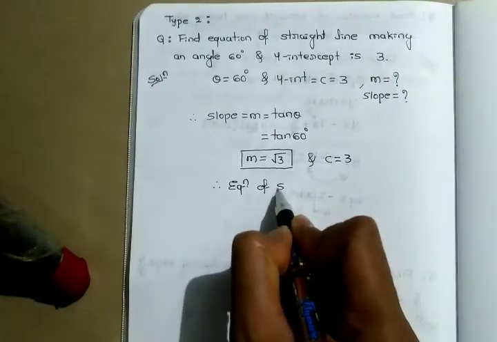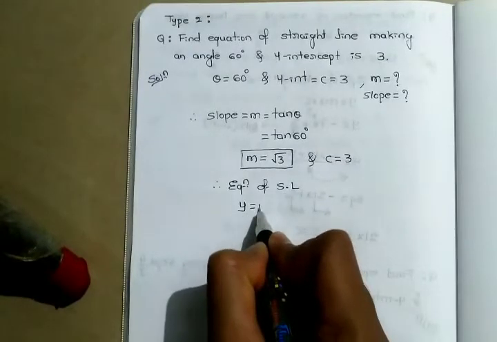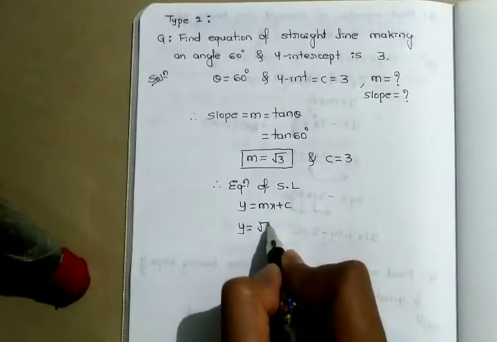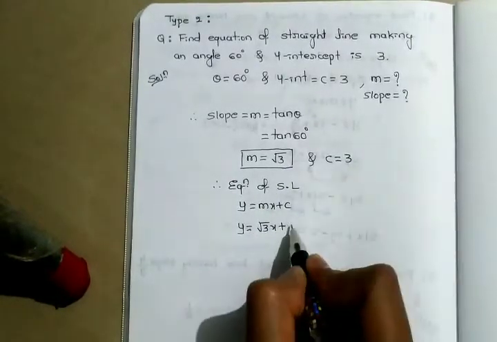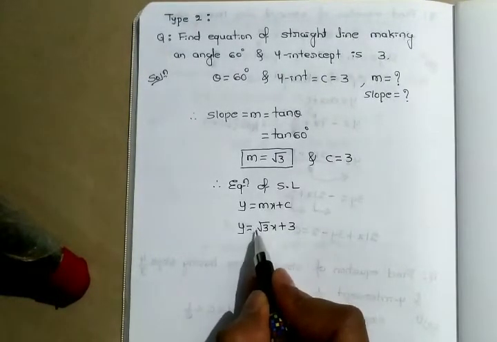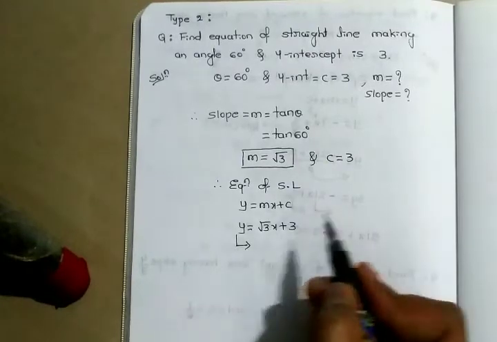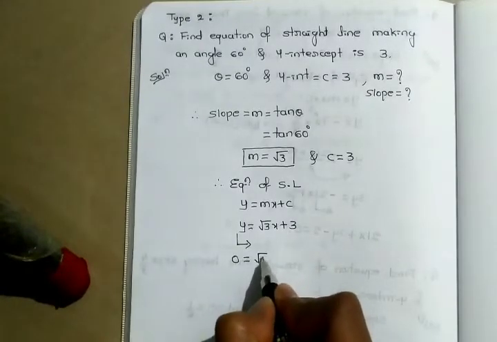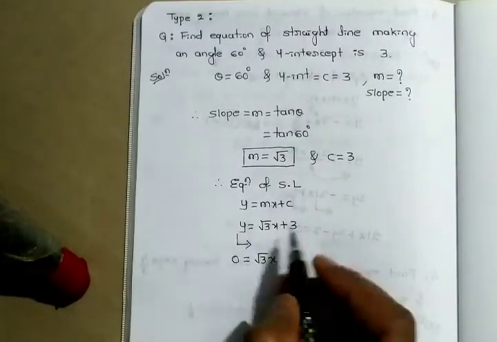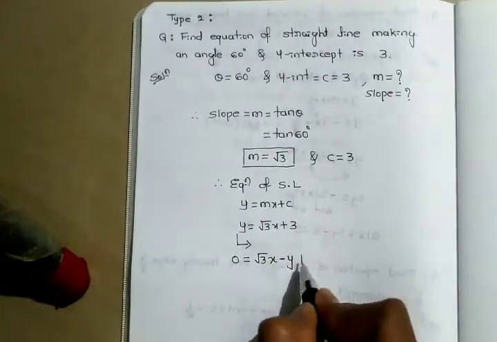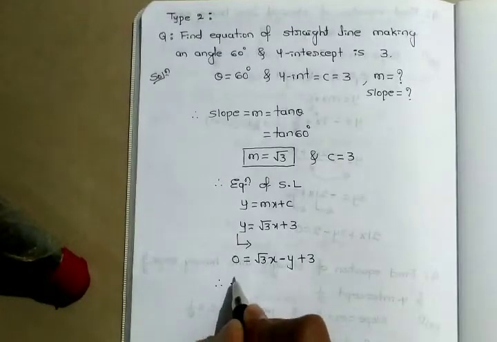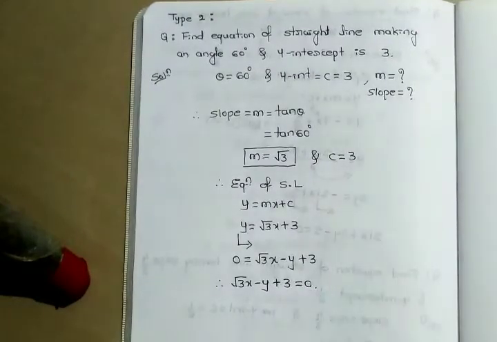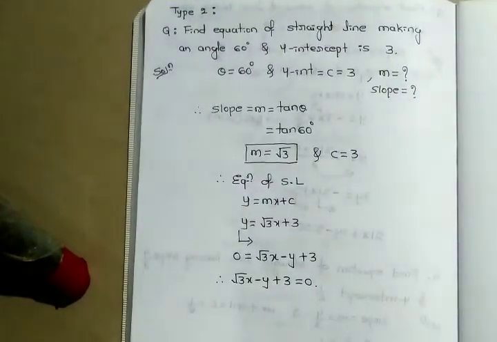Therefore, equation of straight line is y is equal to mx plus c. Therefore, y is equal to m is root 3 into x plus c value is how much here? 3. Again here x contains positive sign, so y I am going to shift to right hand side. So here remaining value is 0 is equal to root 3 into x, keep it as it is, plus y becomes what here? Minus y and plus 3. Therefore, what is the required equation of straight line? Root 3 x minus y plus 3 is equal to 0. So this is the required equation of straight line.